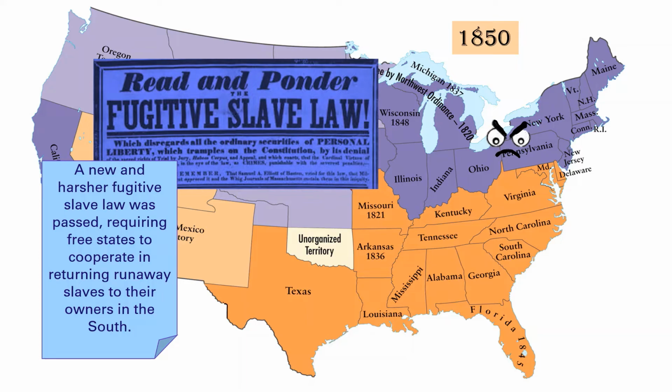Finally, a new harsh Fugitive Slave Law was passed. It required citizens in northern states to actively help return runaway slaves back to their owners in the South. As you can guess, people in the North were not happy about this law, as it completely undermined the abolitionist movement and the efforts of the Underground Railroad.